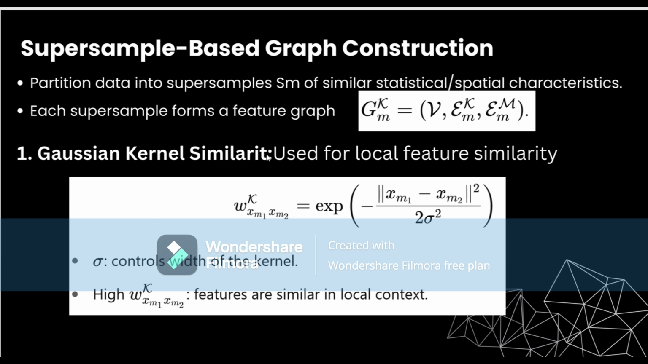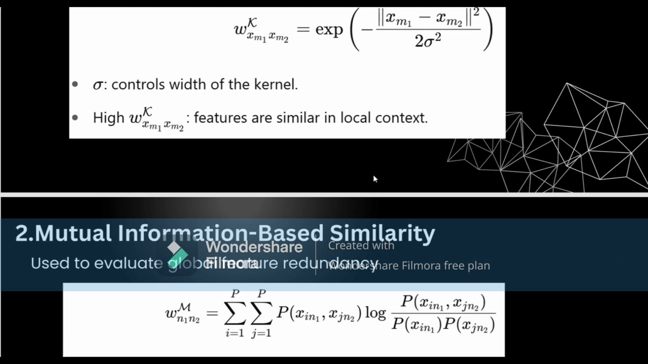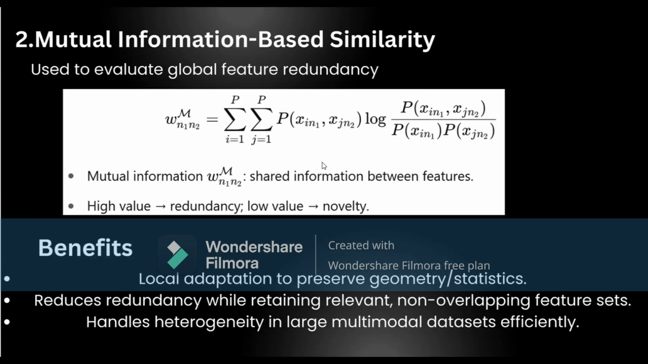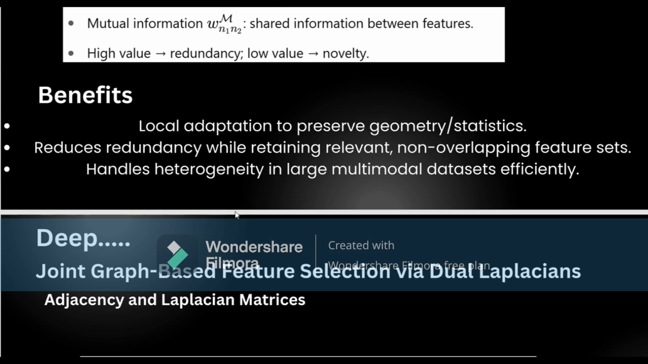This means we'll partition data into super samples of similar characteristics. We'll be using two similarity matrices. The Gaussian similarity matrix is used for local feature similarity. This was the expression for that. Also mutual information based similarity is used to evaluate global feature redundancy. This is the mathematical formulation for this. It is slightly similar to KL divergence between two sets.